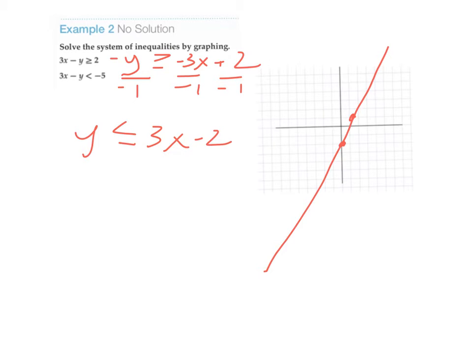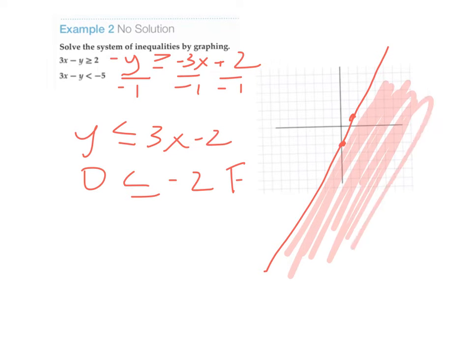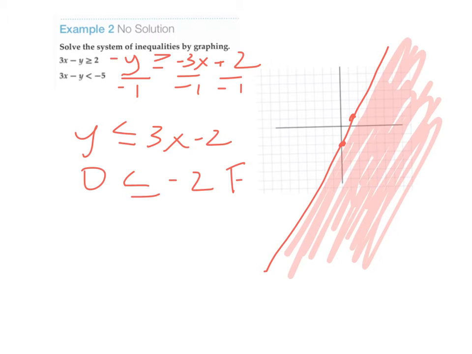And now I'm going to shade, but I have to know if it's true. So I put 0, 0 in there, and I get, is that true? It is false. So my red shading is going to go away from the 0. So there's my shading in the red, like such. So now I'm going to go to the other equation, this blue one.